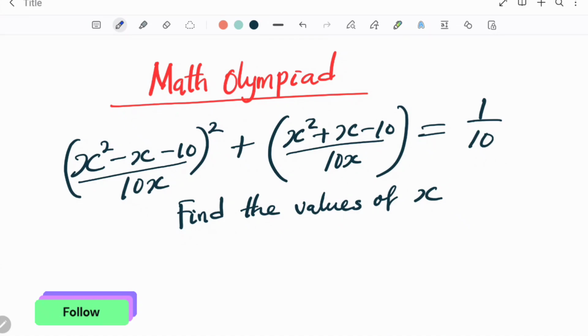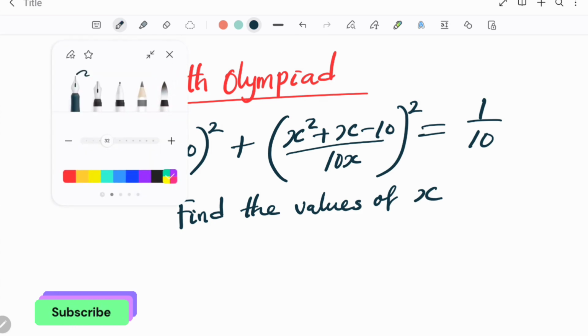Let us provide a solution to this Maths Olympiad question. We have ((x² − x − 10)/(10x))² + ((x² + x − 10)/(10x))² = 1/10. Find the values of x. So this is an Olympiad mathematics problem.